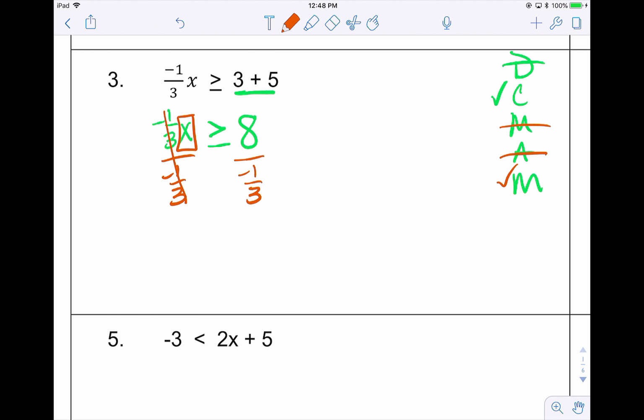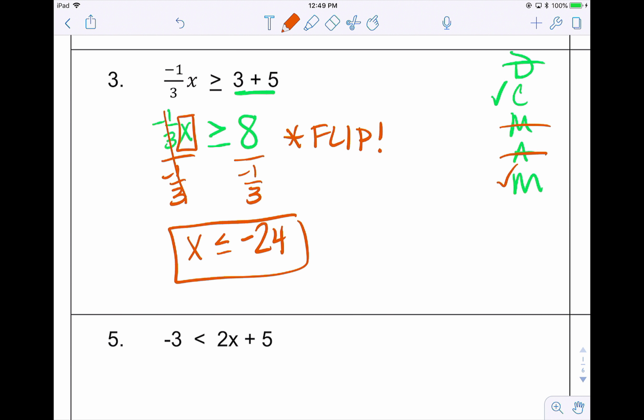So on the left side, I'm left with x. Because I divided by a negative, I need to flip my inequality. So my inequality becomes a less than or equal to sign instead of a greater than or equal to. And 8 divided by negative 1/3 is negative 24.